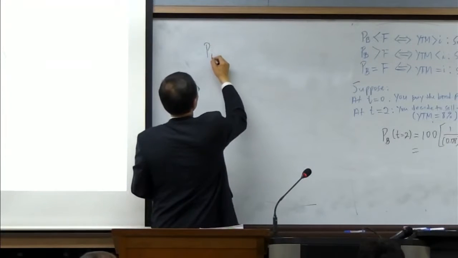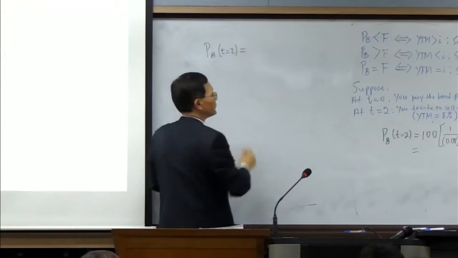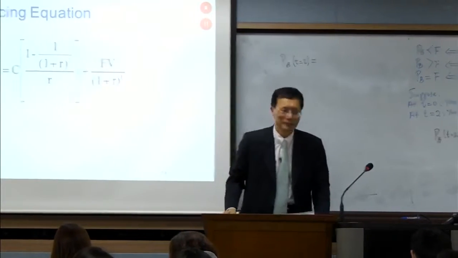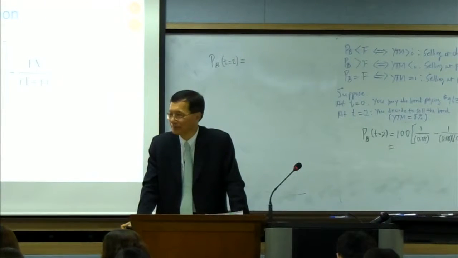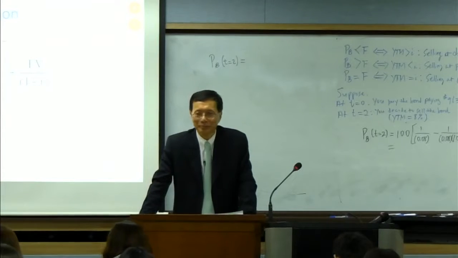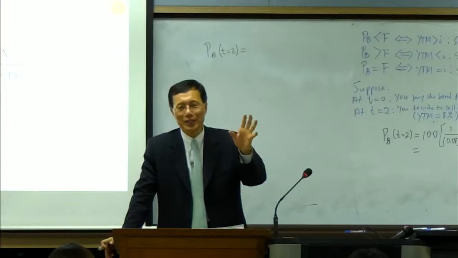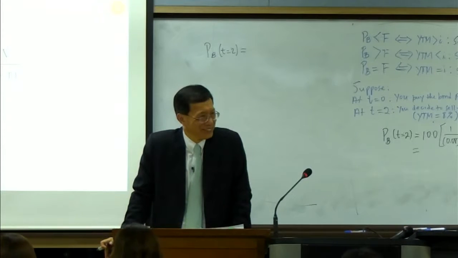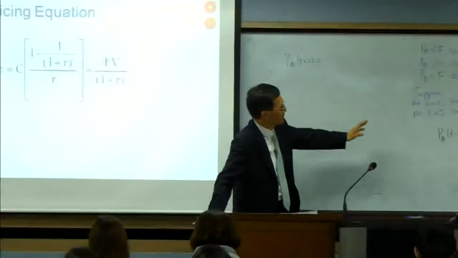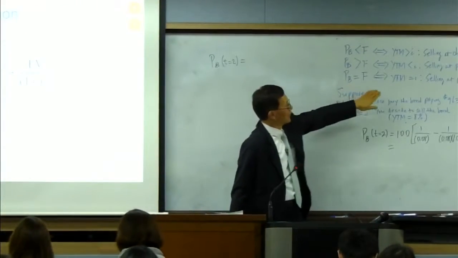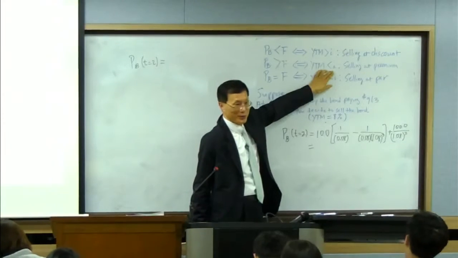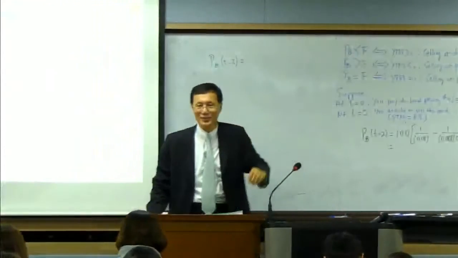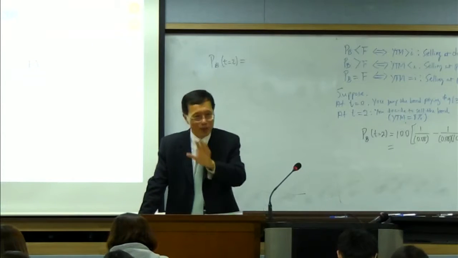What's the price? It's just mechanical. First of all, will that be larger than the face value or smaller than the face value? Right. Why? Looking at this, yield to maturity is smaller than the coupon interest rate. Therefore, it should be selling at a premium. It should be larger than 1,000. So if your answer is less than 1,000, then you've done it wrong.